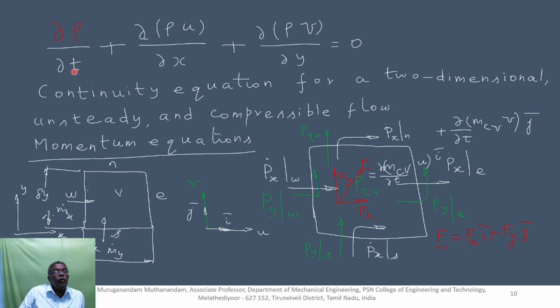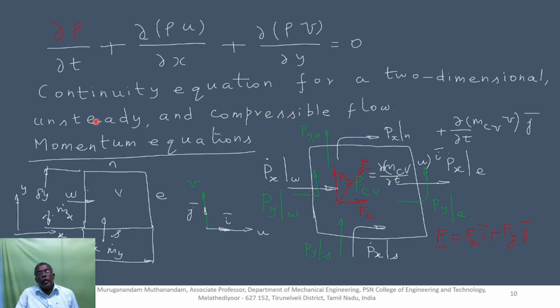It is for an unsteady flow. Here the term containing partial rho upon partial t is not equal to 0, hence it is an unsteady flow. It is a compressible flow, since the density is within the partial differentiation. It is a two-dimensional flow. The flow takes place only along the xy plane, not along the z direction. Hence it is a two-dimensional flow.